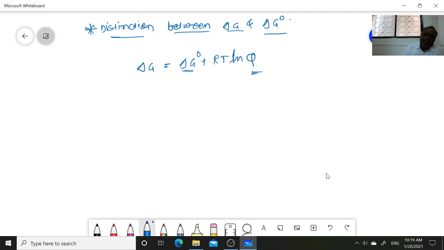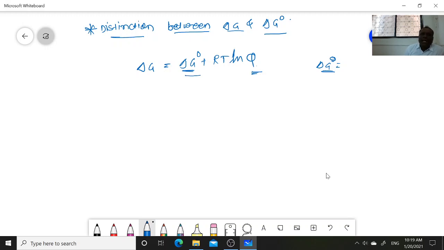So delta G0 is what? Delta G0 is the standard Gibbs free energy. It is the difference of the Gibbs free energy of the product minus the reactant in their standard state. What are the standard states? That also we have learned, right?